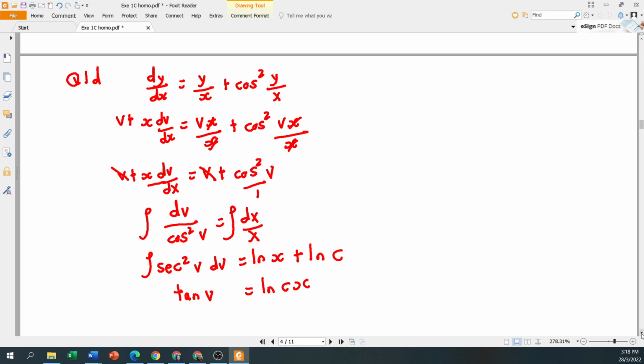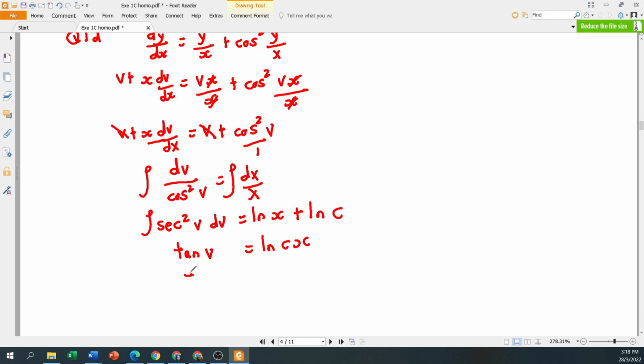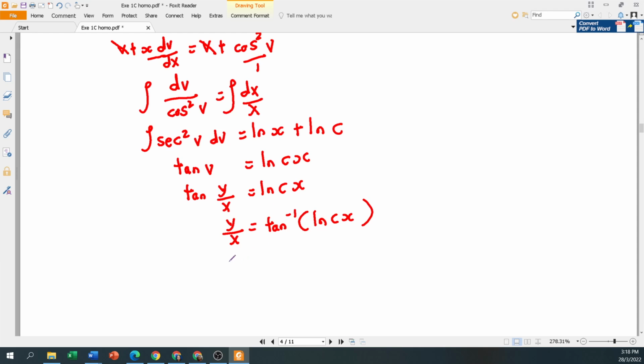Then replace back v as y over x. And you have tangent of y over x equals ln cx. Okay, if you want y as the subject, then you take arctan of both hand sides. So we have y over x becomes arctan of ln cx. Then bring the x to the right hand side. So y is equal to x arctan of ln cx.